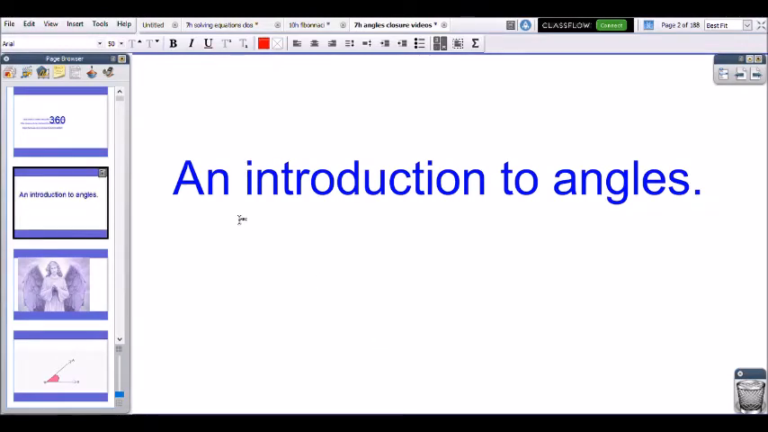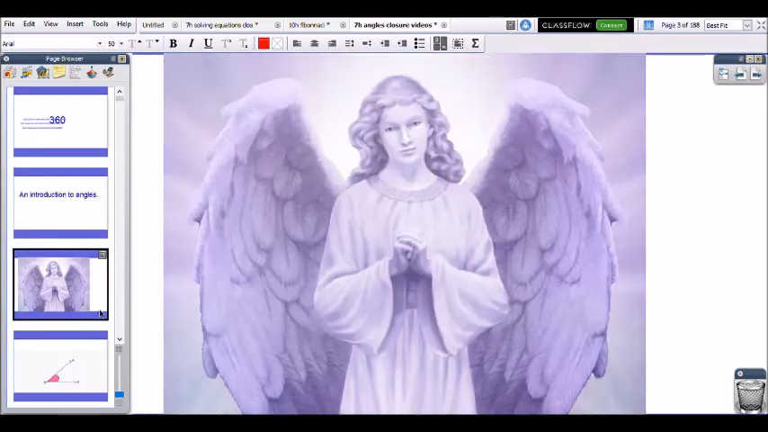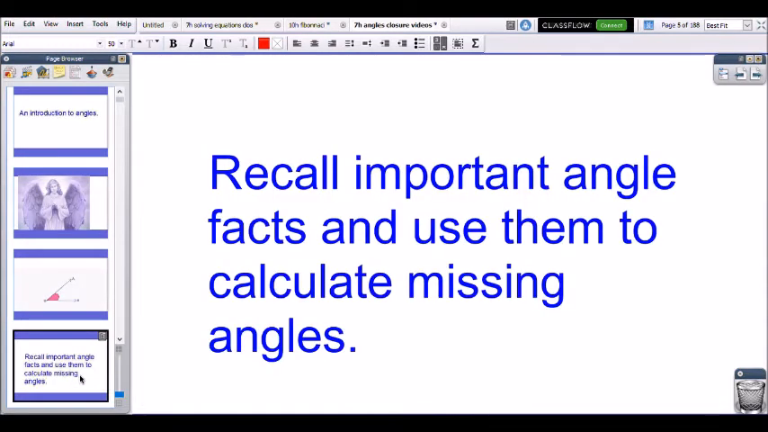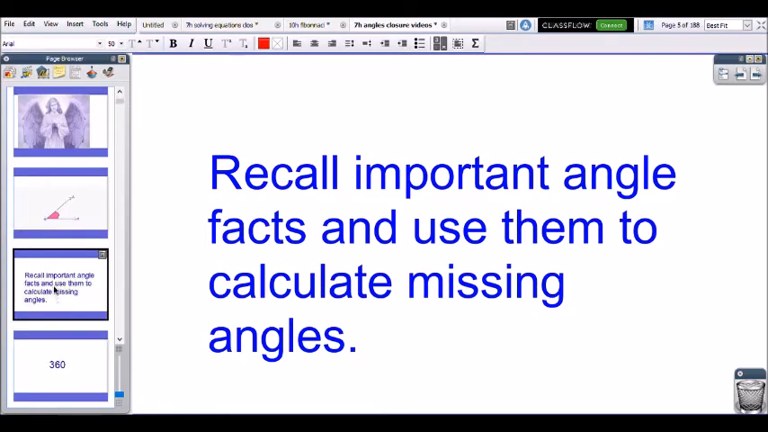I'm going to give you an introduction to angles. So we are not looking at angels today, we're looking at angles. Angles are a measure of rotation or a measure of turn. In this lesson we're going to be recalling important angle facts, and we're using these facts to calculate missing angles in a diagram. I'm going to start off by asking you a question.